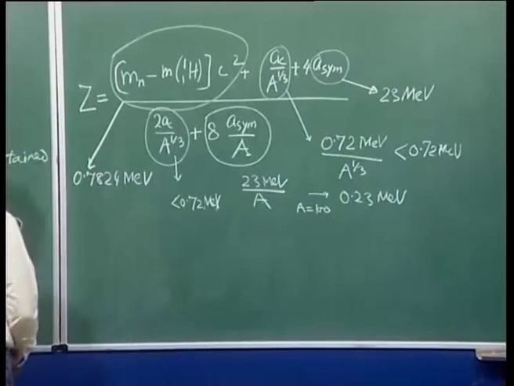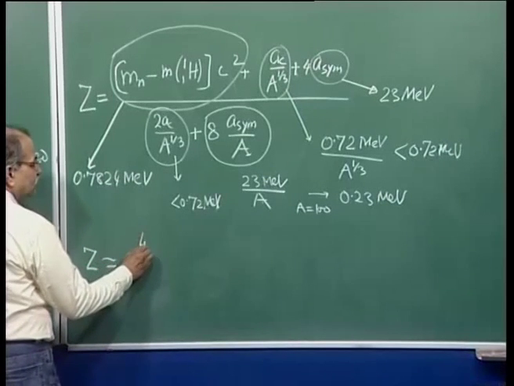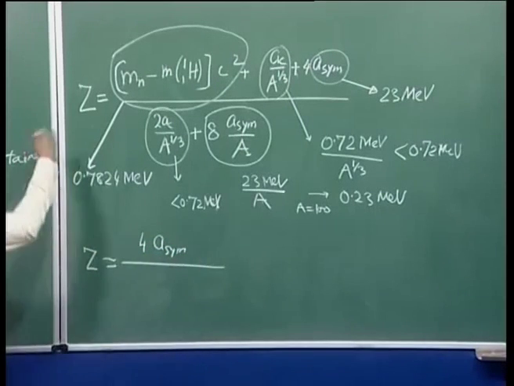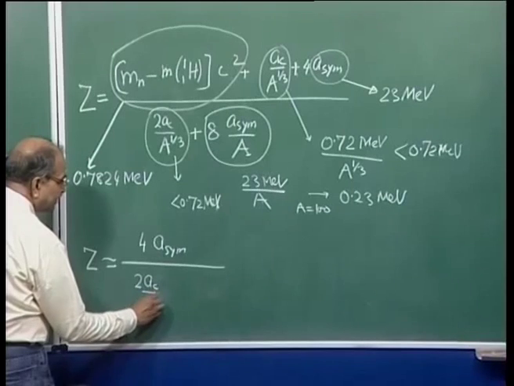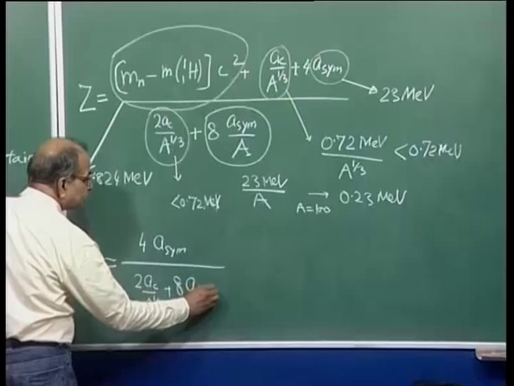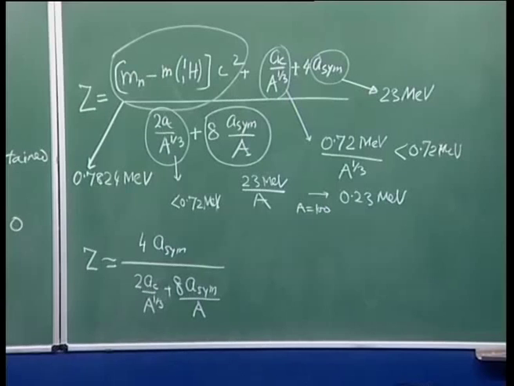So with these approximations, what is Z? Let me write once again. It is 4 times asymmetric this. So I have neglected all those 3 terms there, and here I am keeping both of them. So 2 AC over A 1 by 3 and plus 8 A symmetric over capital A, right. Simplify a little bit, multiply both numerator and denominator by capital A.